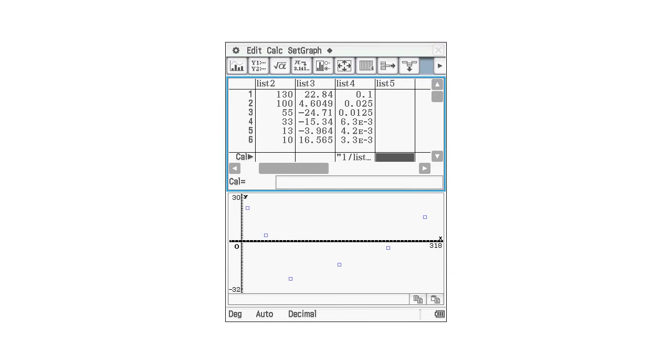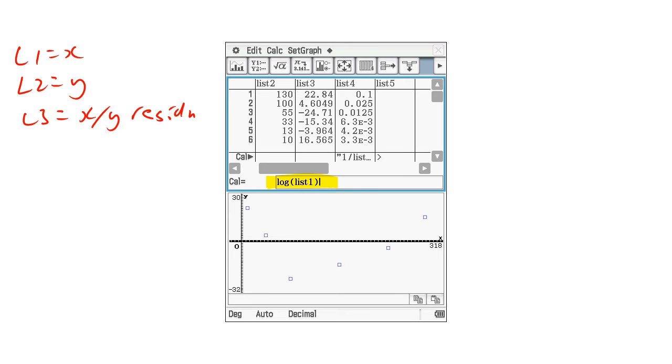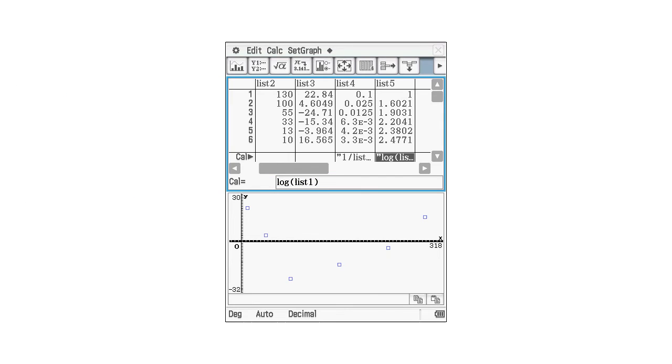Now, we're going to try another transform. So again, we click at the bottom of list 5, and we're going to try this time logging x. Remember, that was our other transform we're going to try. So list 1 equals x, list 2 equals y, list 3 equals the xy residual. List 4 equals 1 on x, and we just said that was no good. So now we're doing list 5 equals log of x. All right. Here are our lovely values in list 5 now.